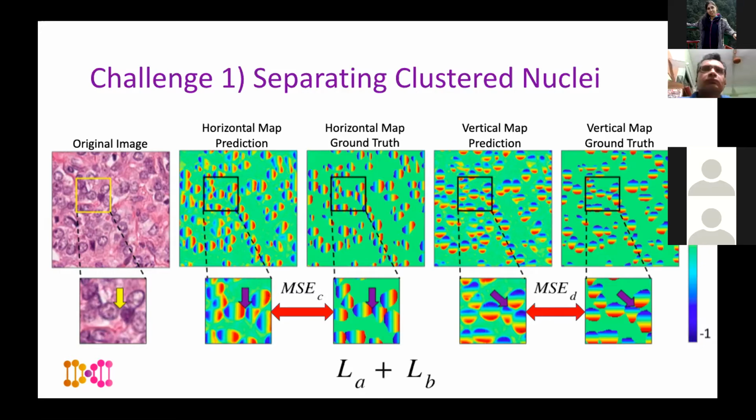Then the second term at the output of the hover branch calculates the horizontal gradient for the horizontal map and the vertical gradient for the vertical map, and we do that for the predictions and the ground truth. And then in the same way, we calculate the MSE. And so what this second term does is try to enforce the straight lines that you see in the predictions here.